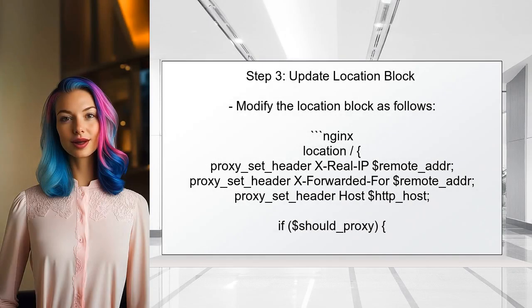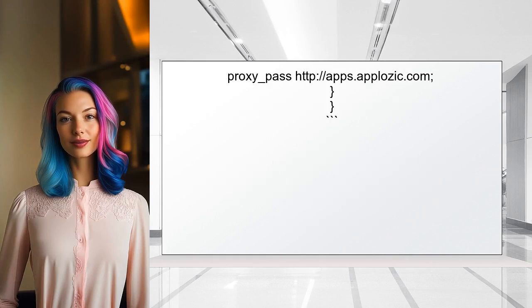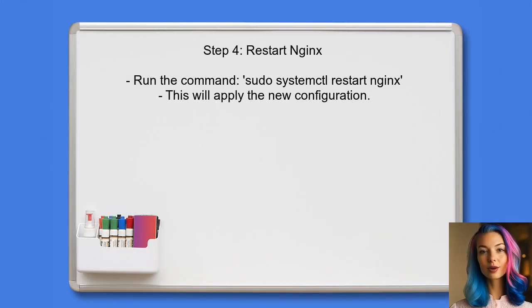After setting up the map, the user should update the location block to use this variable. This will allow NGINX to conditionally proxy requests based on the presence of app ID in the request body. Finally, the user should restart NGINX to apply the changes. This can be done by running a simple command in the terminal.